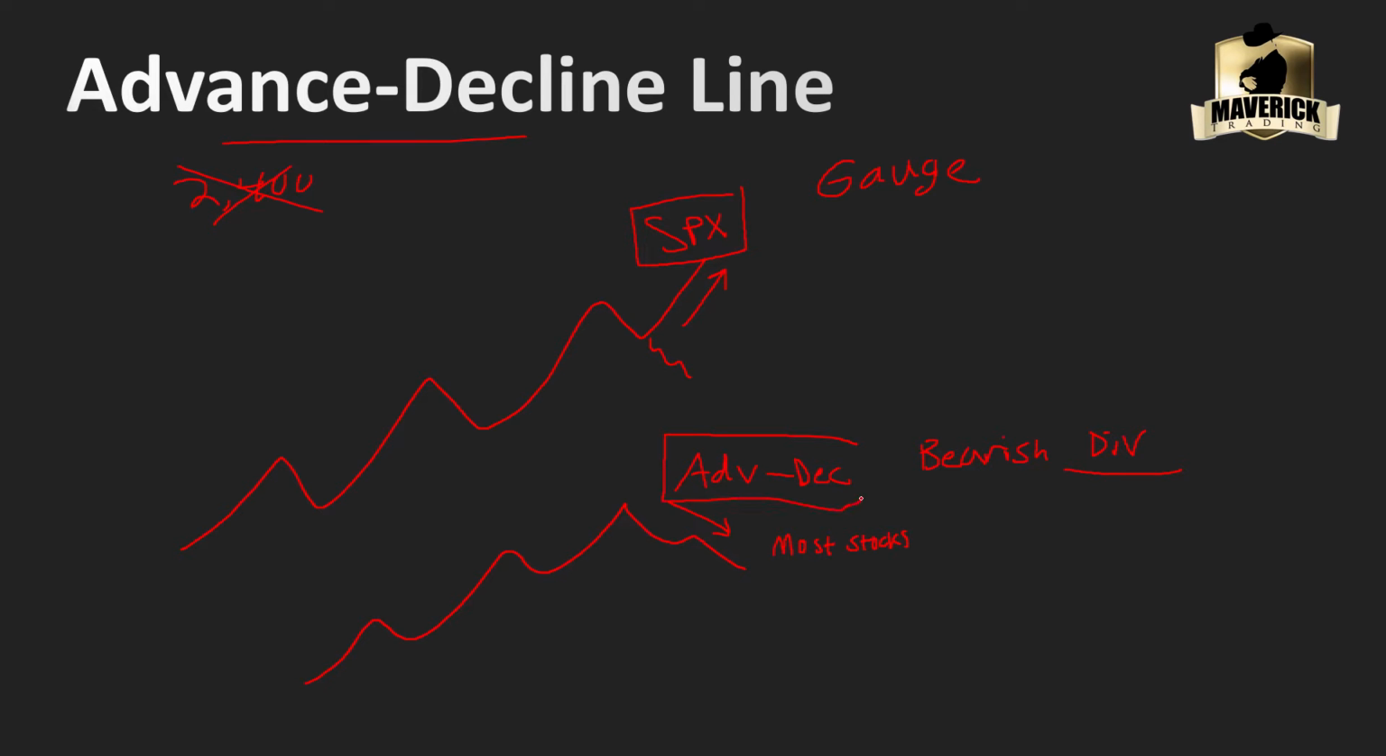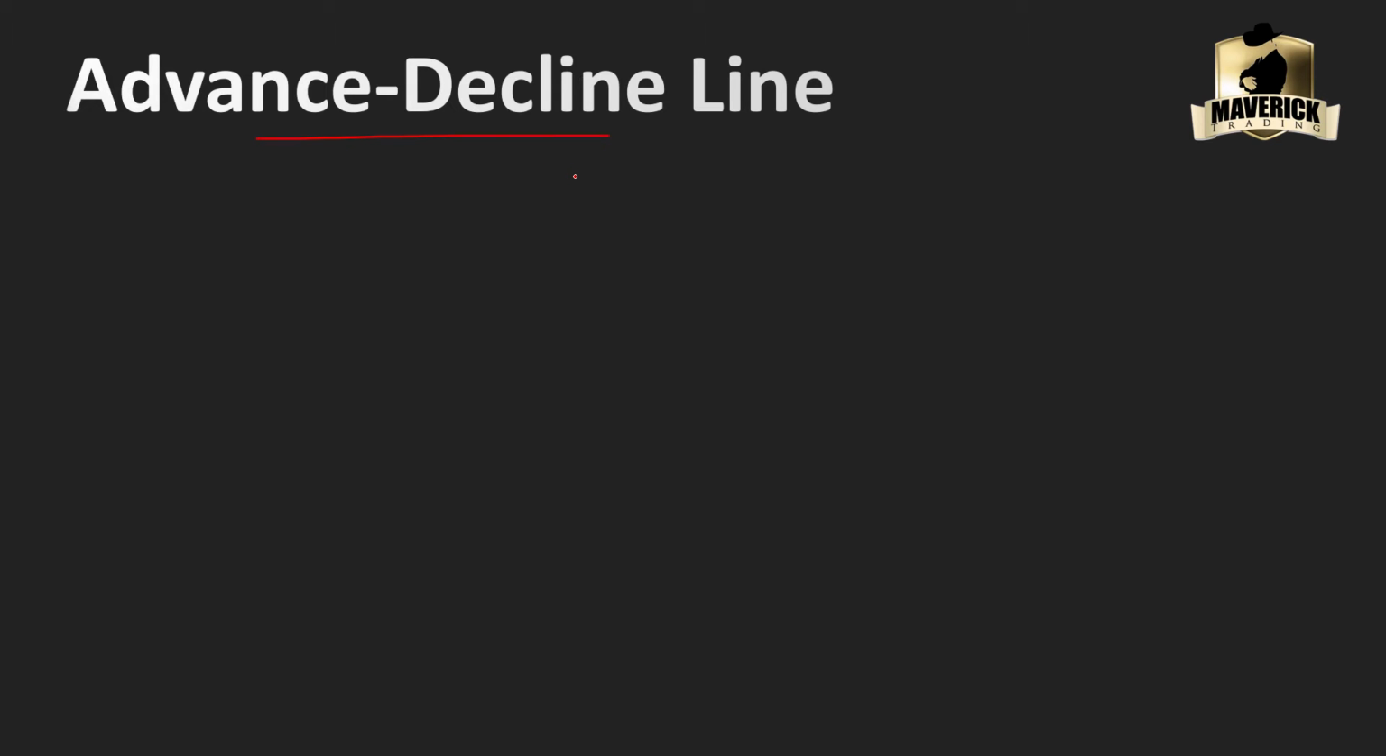So the advanced decline line will give you a little notion of truth in terms of the entirety of the market. If you really want to know whether there's market breadth, whether it's widespread advance or widespread decline, and whether the majority are going up or down, this is a great indicator for doing that.